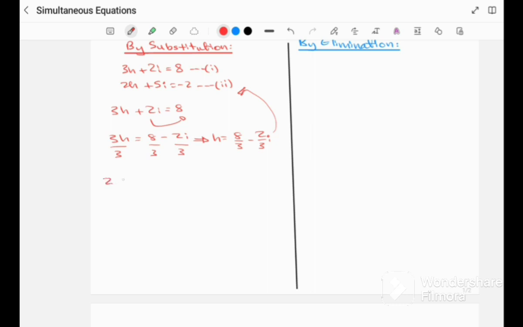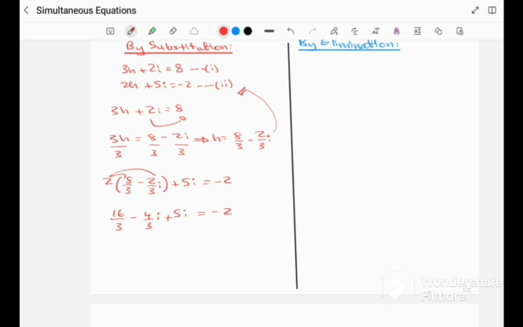Now we can go ahead and plug this into our second equation. So in place of h, we have 2 times 8 over 3 minus 2 over 3i, plus 5i is equal to negative 2. And we can go ahead and simplify this. We're going to multiply 2 first to open the brackets. So we have 16 over 3 minus 4 over 3i plus 5i is equal to negative 2.